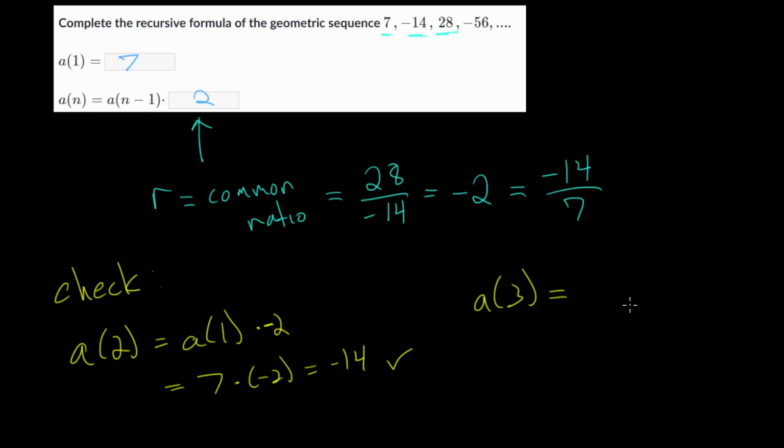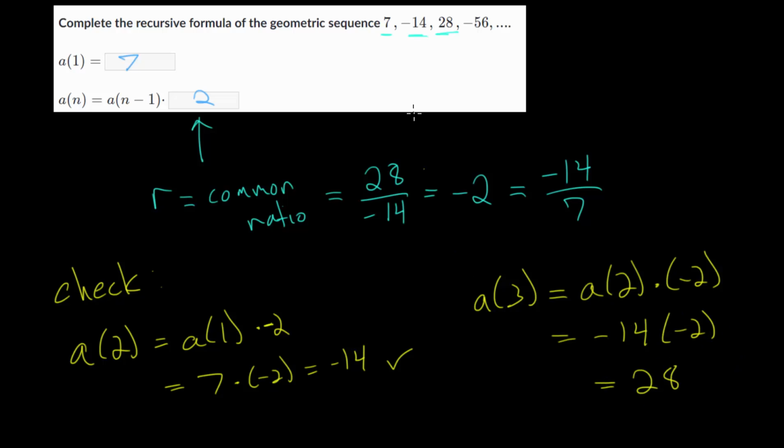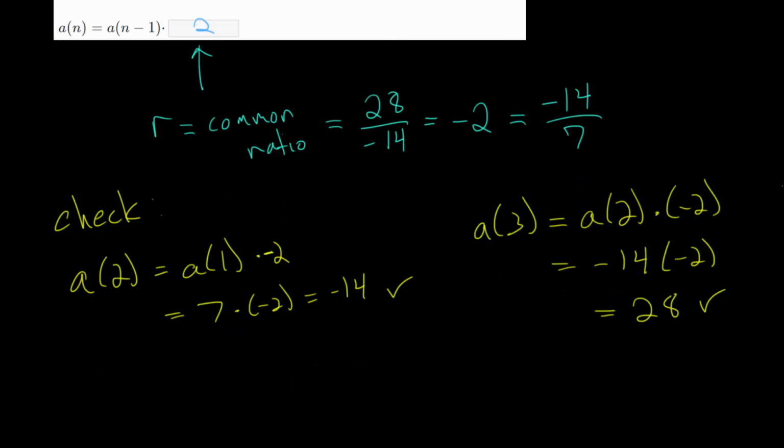So this would be a of 3 now. Our second term multiplied by negative 2. And our second term was minus 14. So minus 14 times negative 2. The negatives cancel. And we get 28, which is also part of our sequence. So with checking, we can feel confident that these are the correct answers. So let's do 2 more problems.